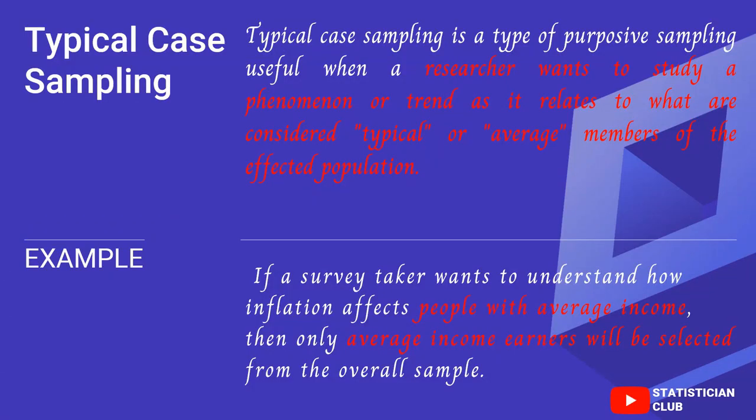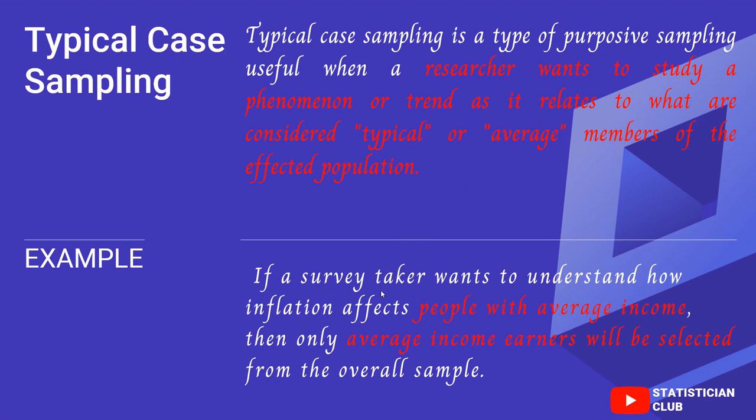Typical case sampling. Typical case sampling applies in a situation when we want information about a typical situation or typical phenomena. So it is the type of purposive sampling when researchers want to study a phenomenon or trend as it relates to what is considered a typical or average member of the population affected.